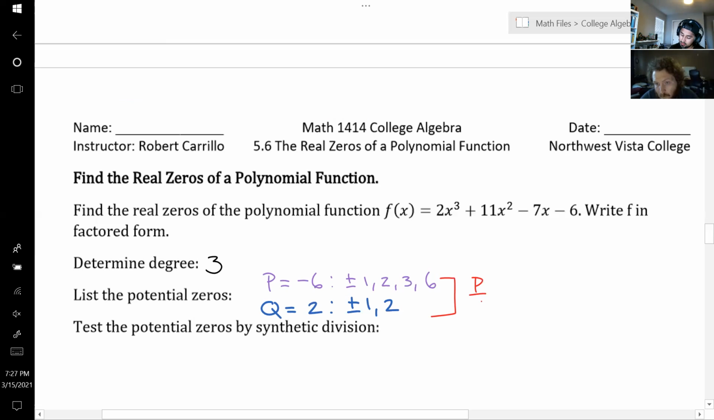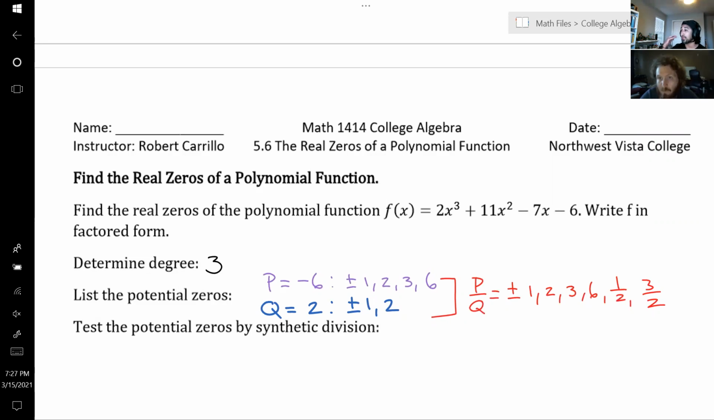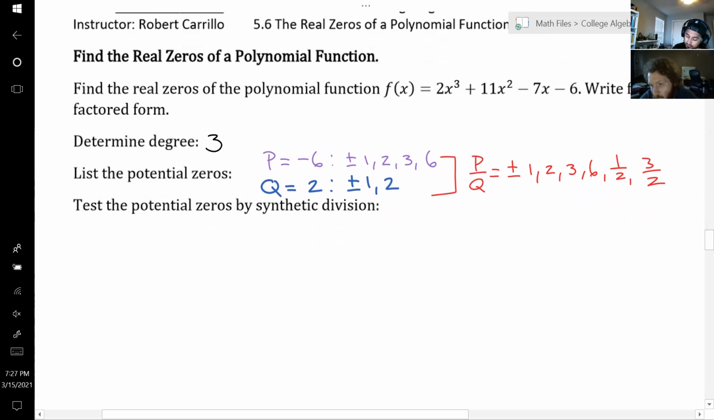Put P over Q, and we'll get, again, the same numbers as above. 1, 2, 3, 6, 1/2, and 3/2. There's our potential zeros. So like I said, we're going to get 12 tries to break down this polynomial function above. So here comes the fun part.